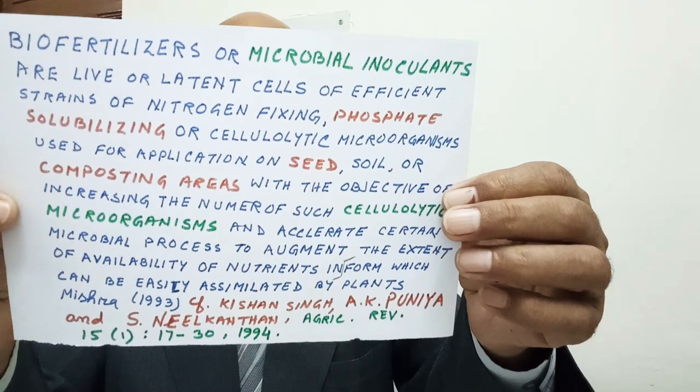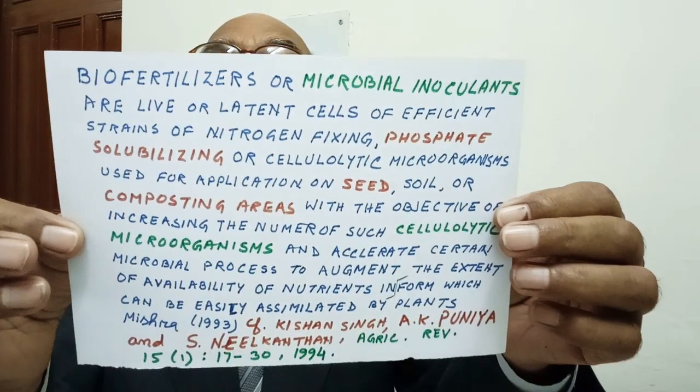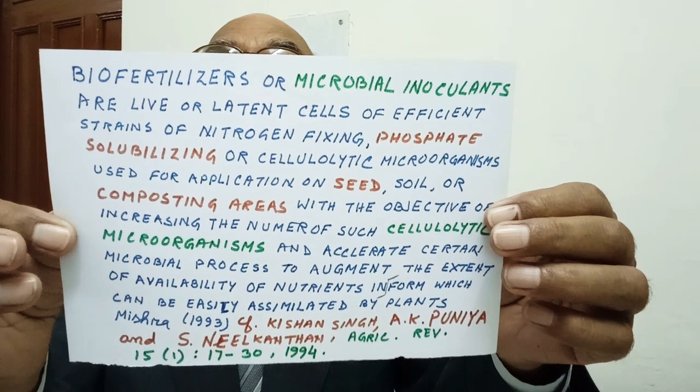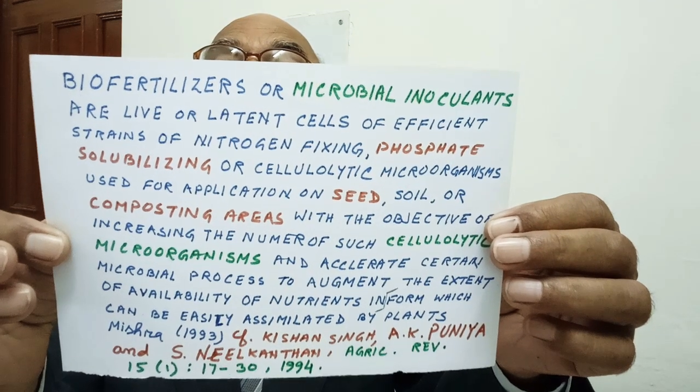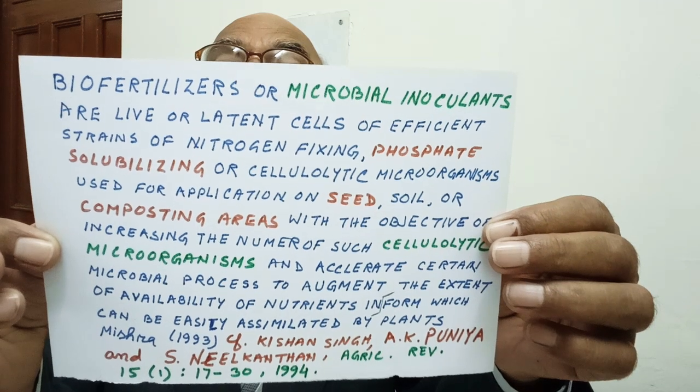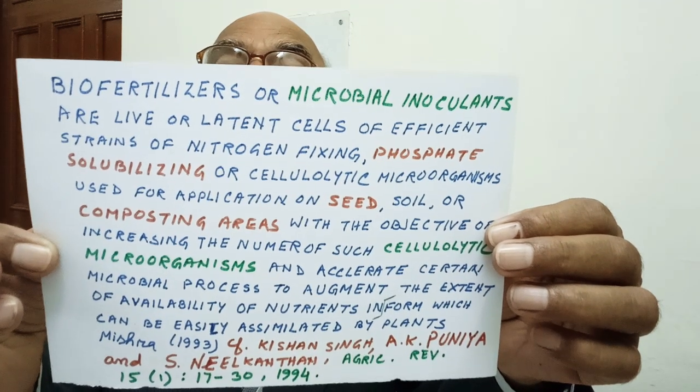This definition was given by Mishra in 1993, cited in Kishan Singh, A.K. Punia and S. Neelakantan, published in Agricultural Review, volume 15, number 1, pages 17 to 30, in 1994. So this is the typical definition. Dr. Anil Kumar Punia is nowadays Dean at Guru Angad Dev University of Veterinary and Animal Sciences at Ludhiana.